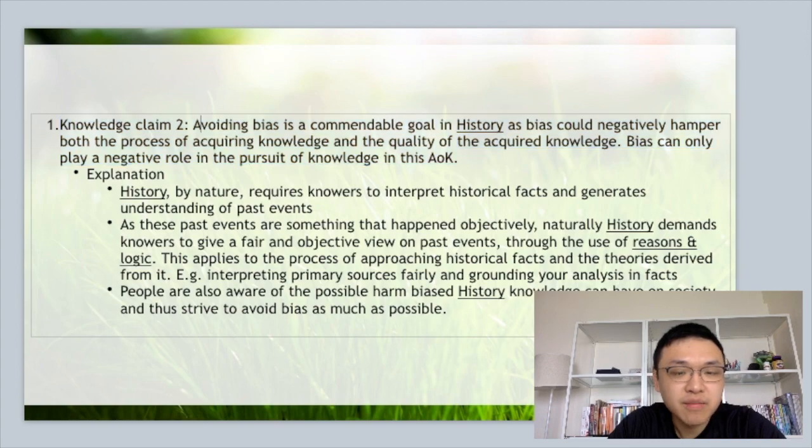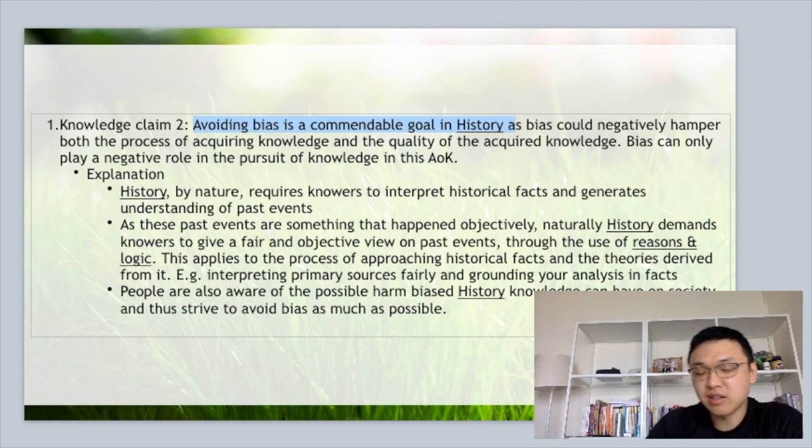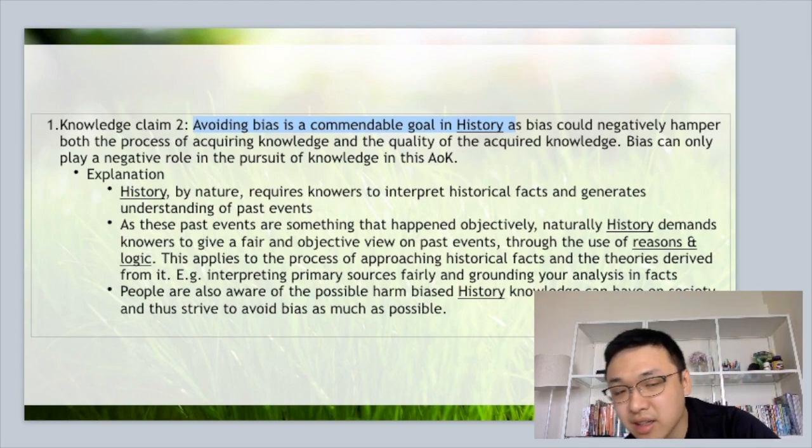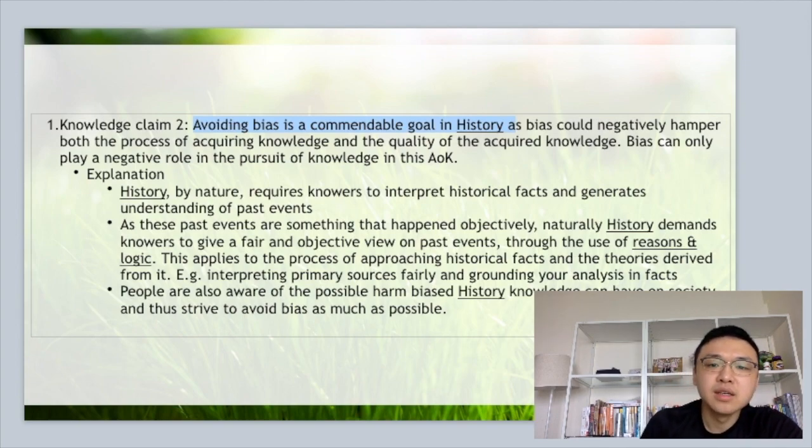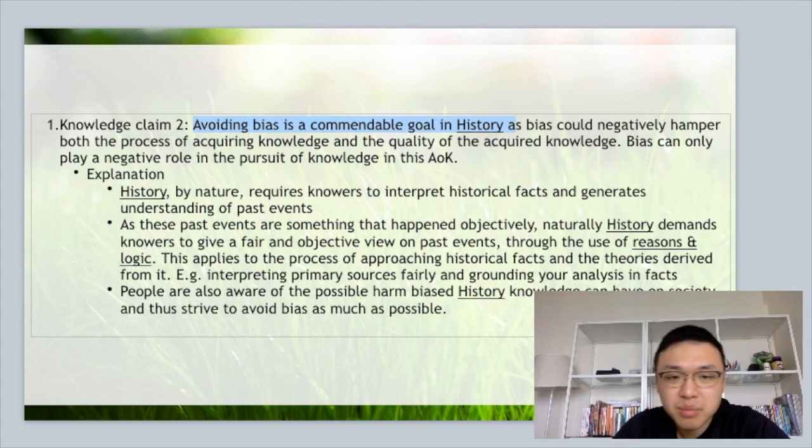So you can say on one hand, avoiding bias is a commendable goal in history, as bias could negatively hamper both the process of acquiring knowledge and the quality of acquired knowledge, right? So this is like the obvious point, right? Like in history, history is supposed to be an objective representation and evaluation of the past, ideally, right? So bias can play a negative role in the pursuit of knowledge in this area of knowledge.